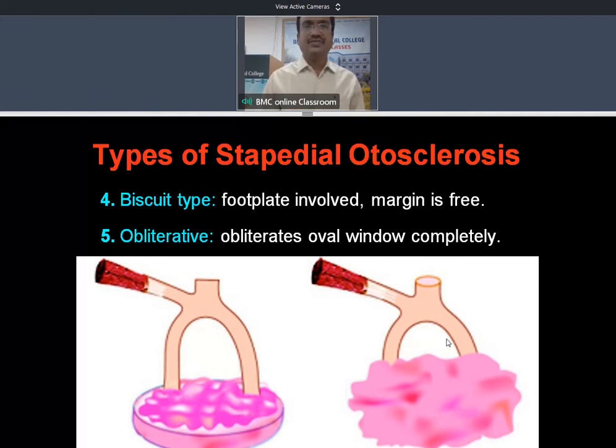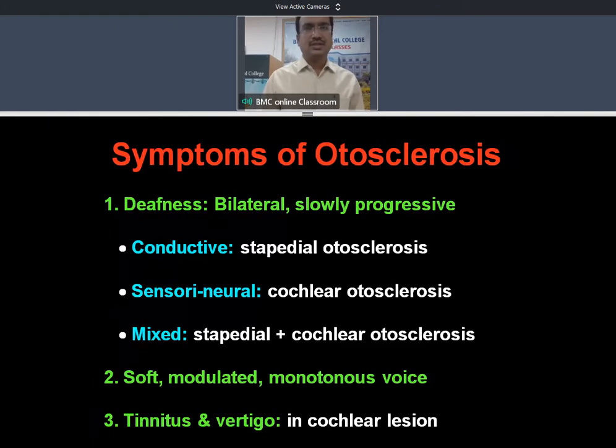So these are the 5 types of stapedial otosclerosis. Okay, fissula ante fenestram or anterior focus, posterior focus, circumferential, biscuit type, and the obliterative type. 5 types of stapedial otosclerosis. So just now I told the symptom is deafness. So that is conductive type. Most commonly we will see the stapedial otosclerosis, and the type of hearing loss is conductive type.